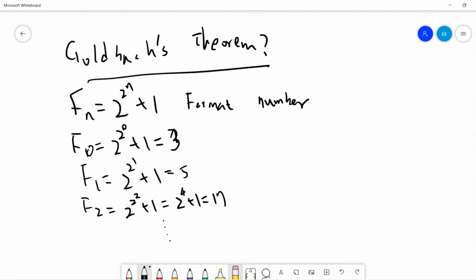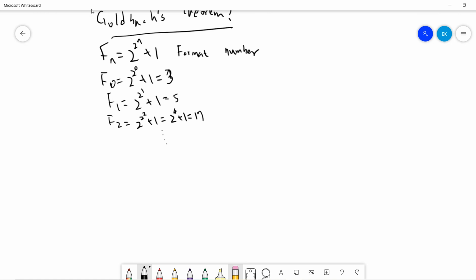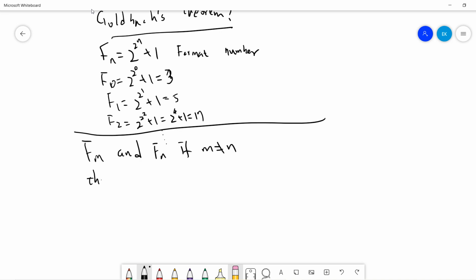There is a question of whether a Fermat number is a prime or not, but it's not our concern. The theorem says that if m is not the same as n, then F_m and F_n are coprime. So basically, they don't have a common factor.